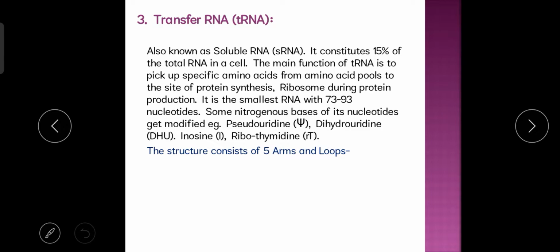Yes, the transfer RNA picks up different types of activated amino acid from the amino acid pool to the site of protein synthesis. Okay, here see, what is the main function of transfer RNA? The main function of transfer RNA is to pick up specific amino acids from amino acid pools to the site of protein synthesis, which is called the ribosome, during protein production.